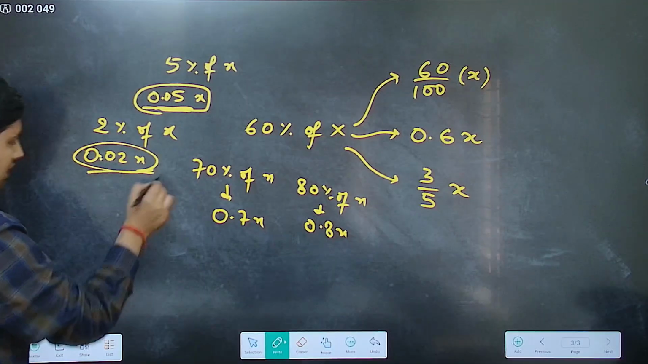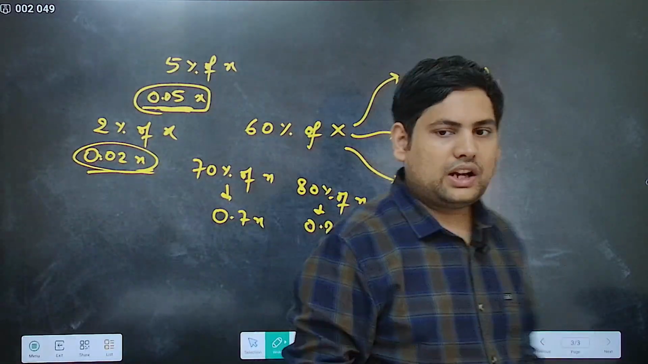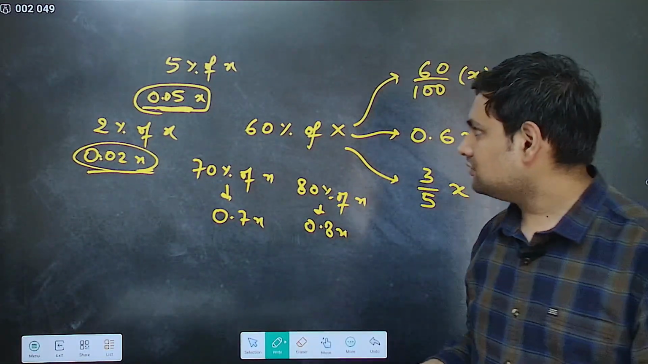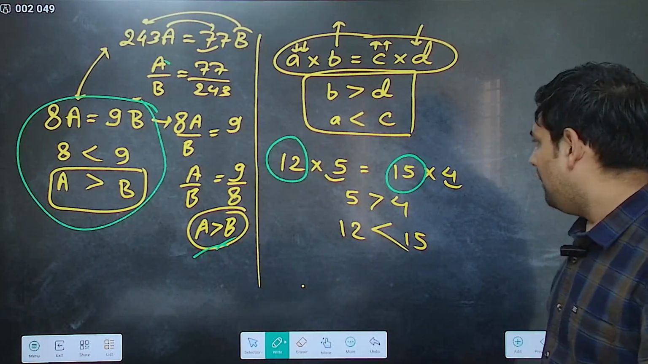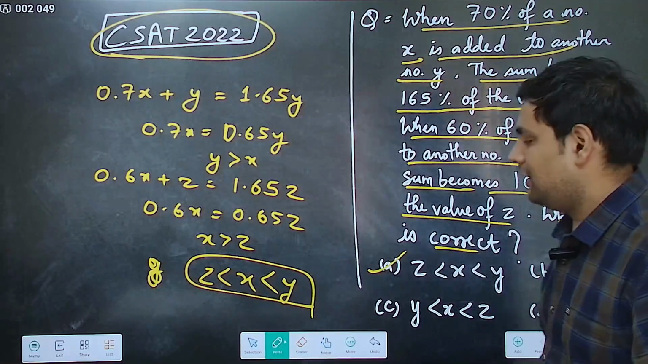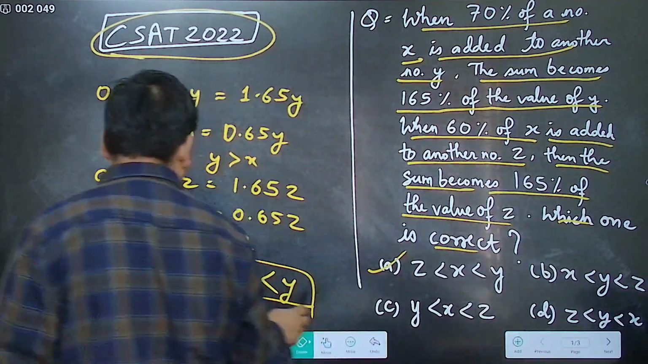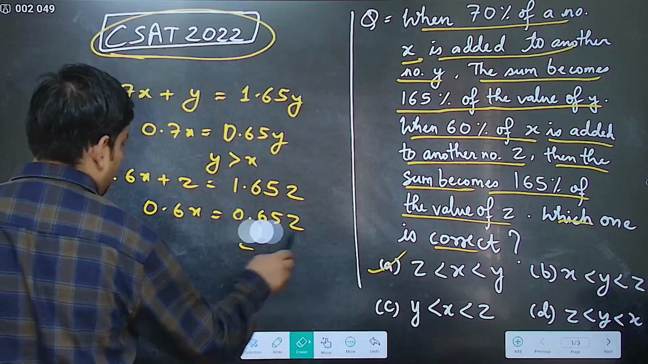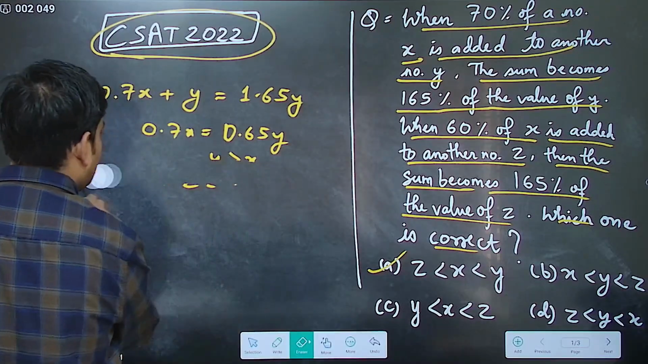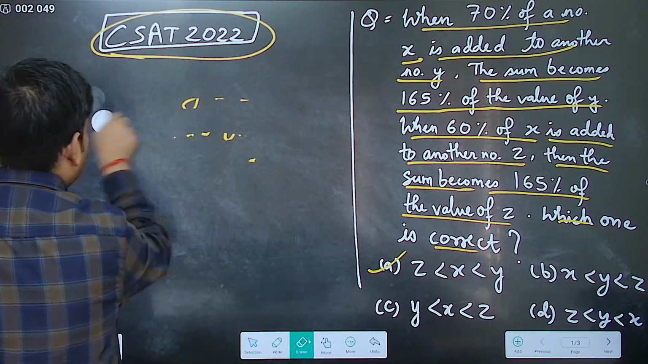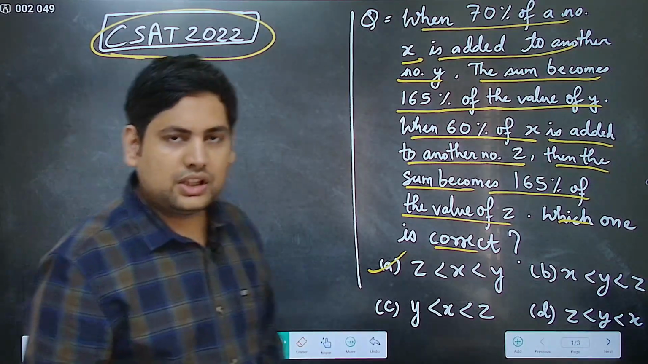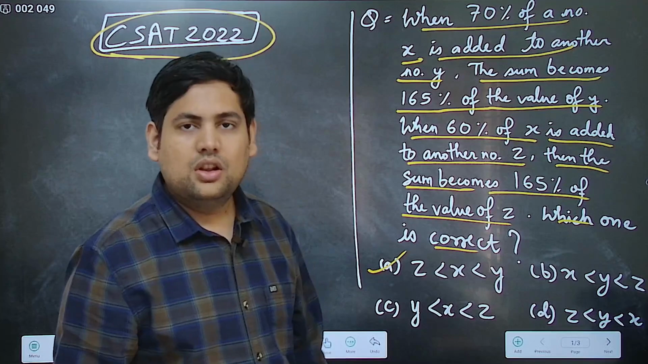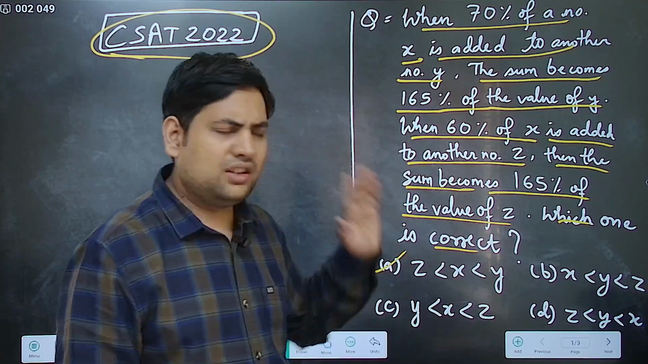0.02x. That's it. That is the way you write them. Then, once you get this, this is all you need. Now you can do this question. See, all you need is to compare all three of them. You don't need the exact values. You don't need the exact ratios also. What you need is just which is bigger than what.